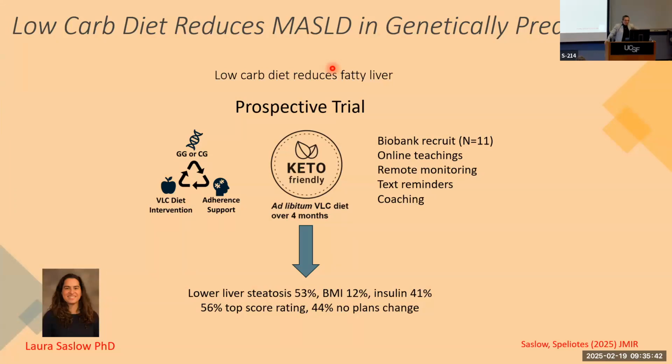And many, about half actually, really like the program and we're not going to stop. So again, what this shows us is that a low-carb diet really does reduce MASLD, even in the most genetically predisposed. And so we're looking to do a larger randomized controlled trial based on this, to show that this is really an alternative treatment for MASLD that will work.